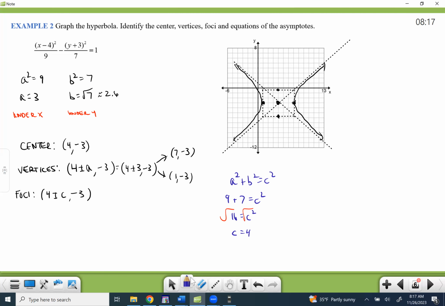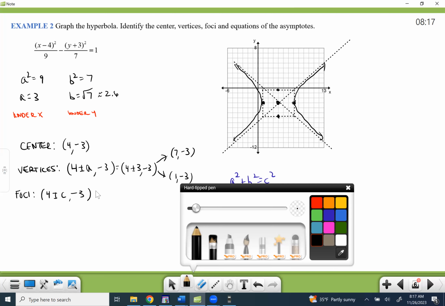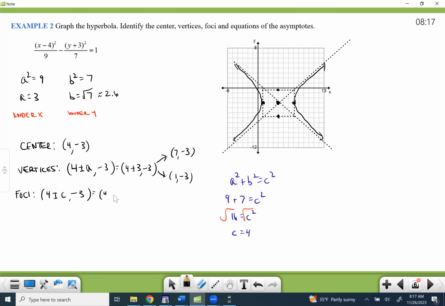Cool. Okay, so we're going to go ahead and do 4 plus or minus 4, comma, negative 3. So that means 4 plus 4 would be 8, and then 4 minus 4 would be 0. Let's go make sure that these make sense. So 0, negative 3 would be right here. That is inside the hyperbola, so that looks good. And then 8, negative 3 would be also inside. So these are looking really good.